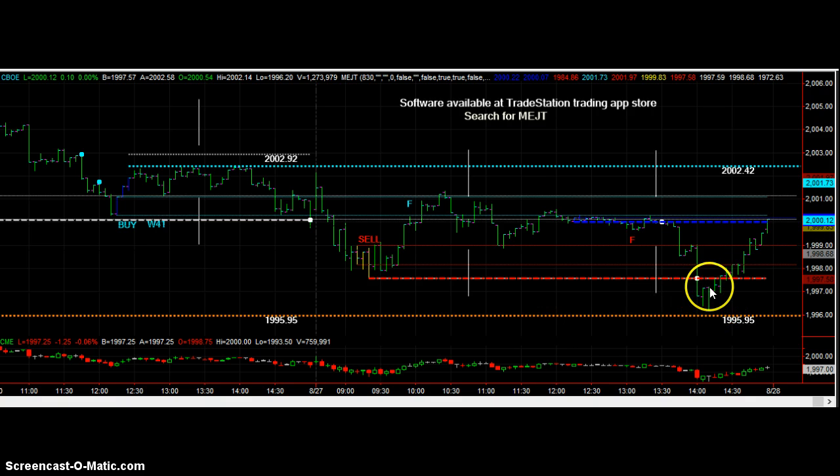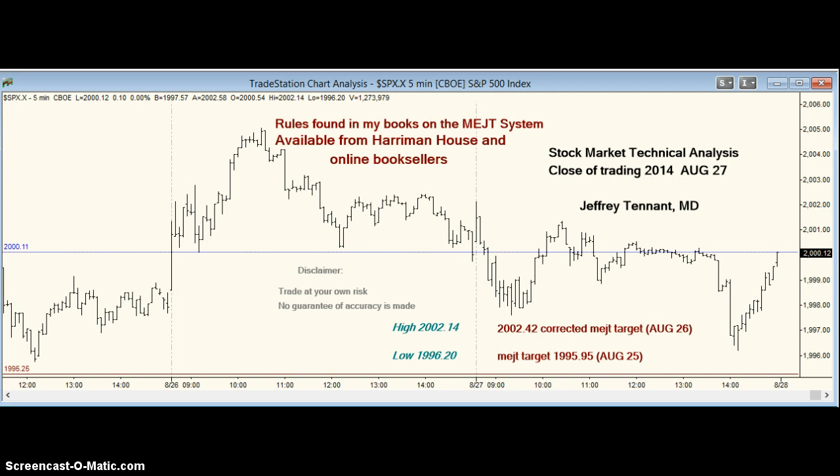There was support under the target. We then rallied into these resistance lines. There's no new target for tomorrow, and we have still outstanding targets of 2002.42 and 1995.95. Now let's get back to today's action.